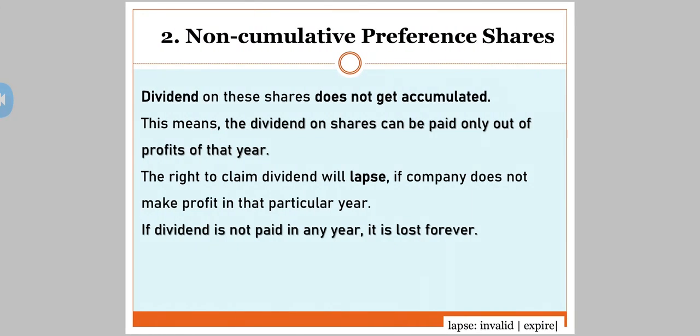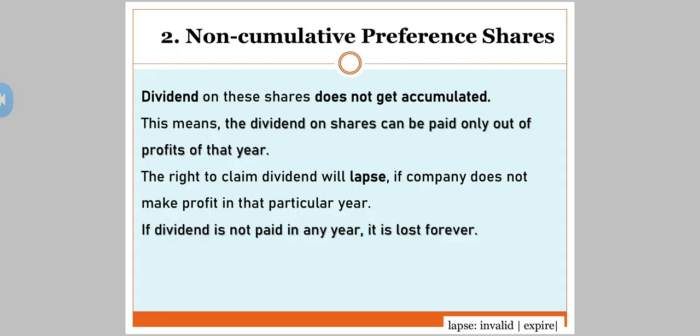Coming to the second one, non-cumulative preference shares, the opposite of what we just saw. Dividend on these shares does not get accumulated. It's not collected. This means the dividend on shares can be paid only out of profits of that year, that particular year. Just now we saw the example. Suppose in the third year the company is not in the position to pay the dividend. So now in the fourth year the company is not going to pay the dividend for the third year. The company will pay only the dividend for that particular year, that is the fourth year.